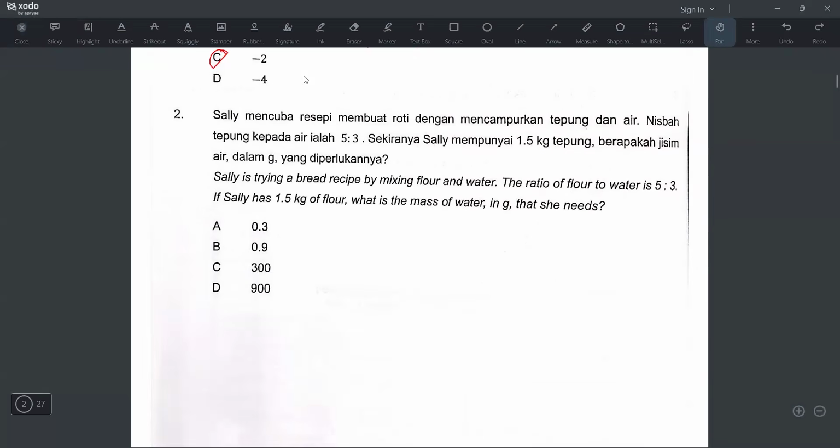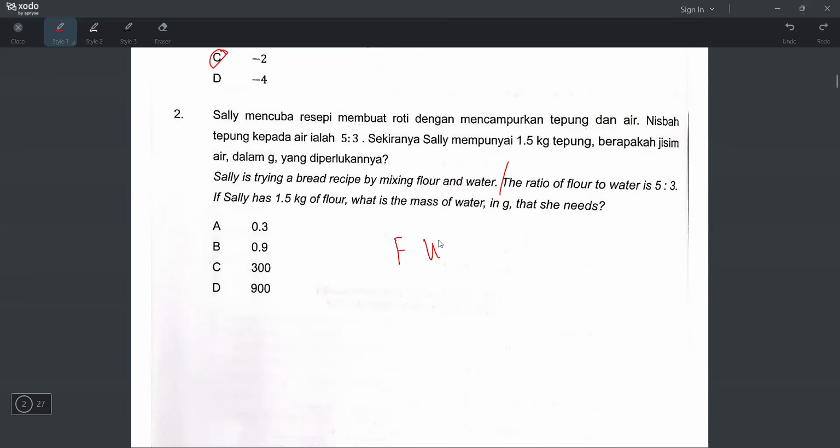That's it. Number two, Sally is trying a bread recipe by mixing flour and water. The ratio of flour to water is 5:3. So you need more flour but less water. If Sally has 1.5 kg of flour, what is the mass of water in gram that she needs?